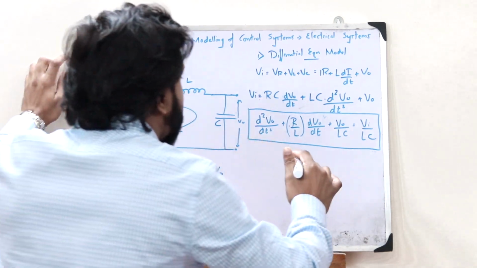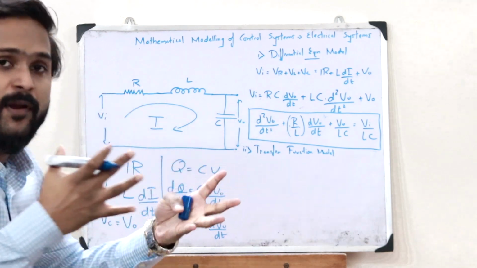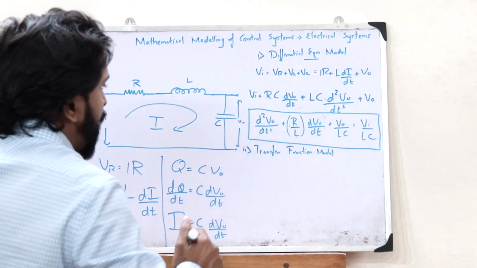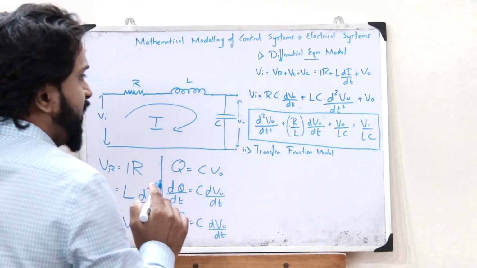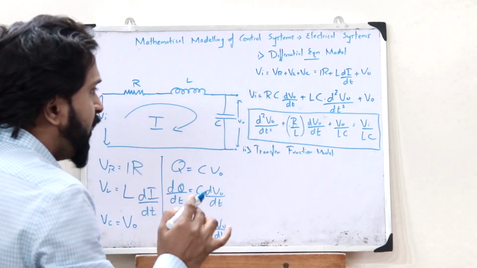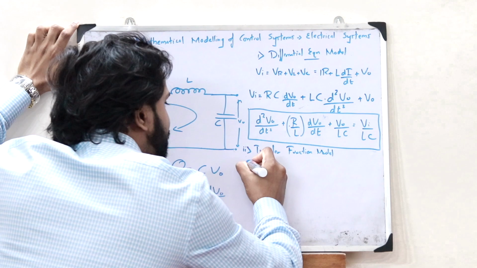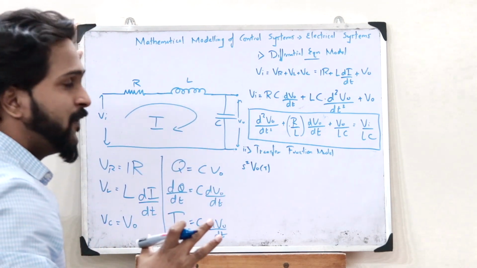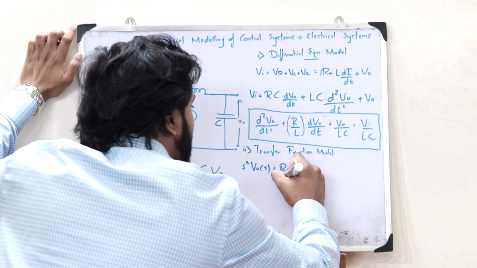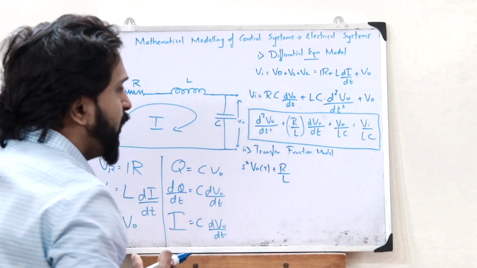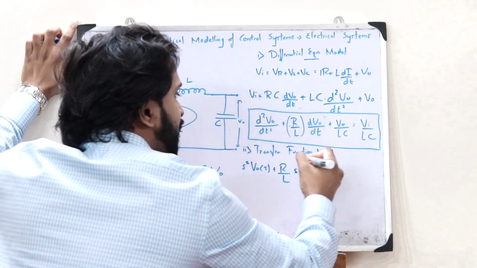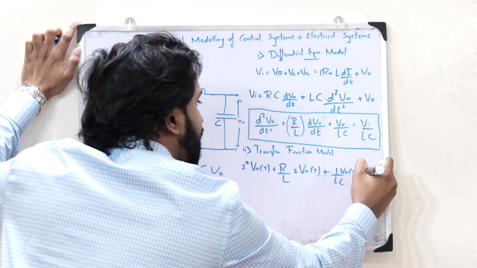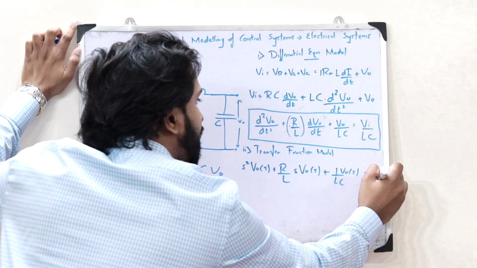In order to find the transfer function model, we find the Laplace transforms of each of these terms. So on applying the Laplace transform to this equation, the first one is d squared V0 by dt squared. If there's a second order derivative here, then we simply write s squared and then V0 of s. This is simply the Laplace transform of this. Similarly, the next term would be R by L into, here we have a single order derivative, so we simply write s into V0 of s, plus 1 by LC into V0 of s is equal to Vi of s divided by LC.